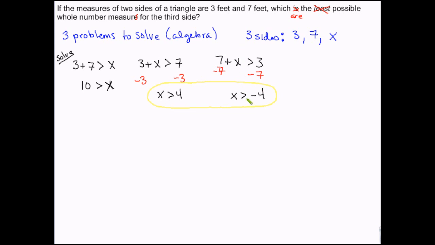Now, any number I put in here that's greater than negative 4, so like a 3 or a 2 or a 1, will work. But that won't be true over here anymore. So like say I pick the side 3. 3 would work here because 7 plus 3 is greater than 3. But 3 doesn't work here because 3 plus 3 is not greater than 7. So we have to have numbers that will work everywhere. So we can't use this one. We can only use this one.